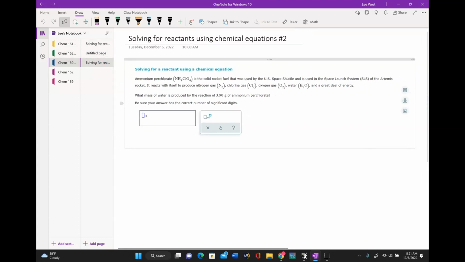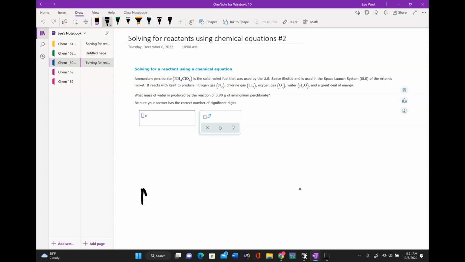So this problem is about ammonium perchlorate. We're going to read the description of the problem carefully and make sure we can generate a balanced equation. So it says ammonium perchlorate is the solid rocket fuel that was used by the US Space Shuttle and is used in the space launch system of the Artemis rocket. It reacts with itself. So there we go.